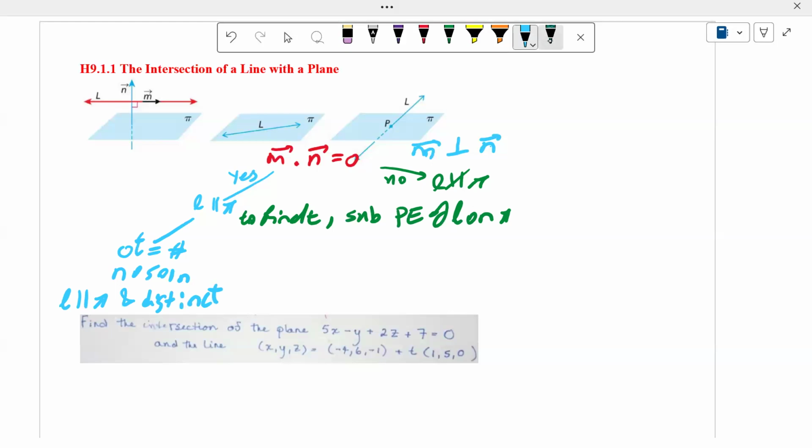If M times N is equal to 0, that means the line is parallel to the plane. If 0t is equal to 0, in other words, left-hand side and right-hand side are equal, we have an infinite number of solutions. So what does that mean? That means a line and plane are parallel and coincident.